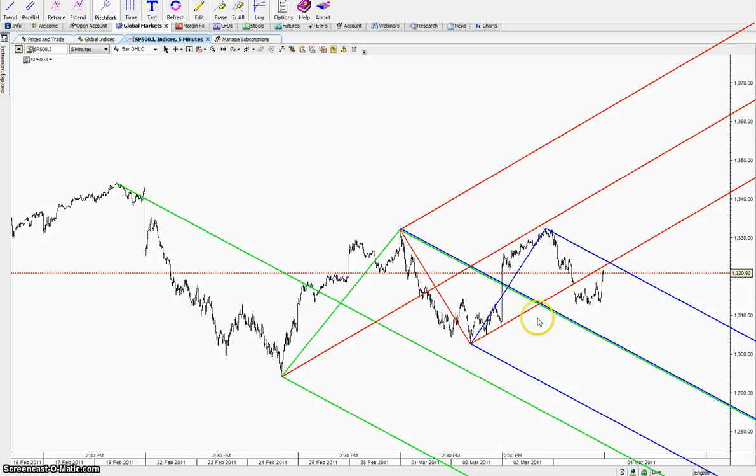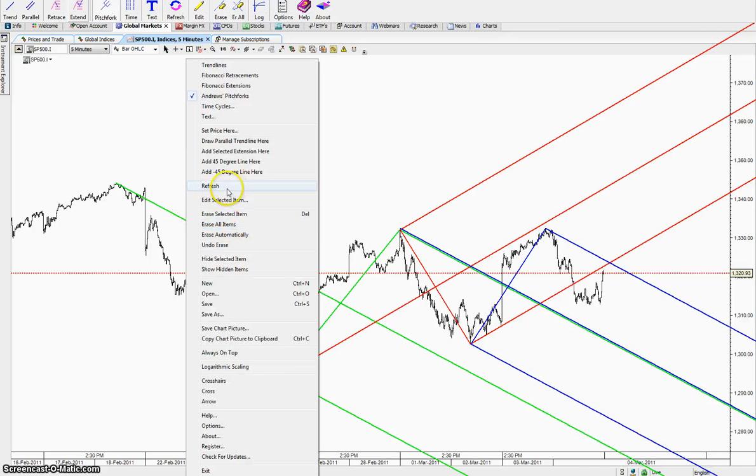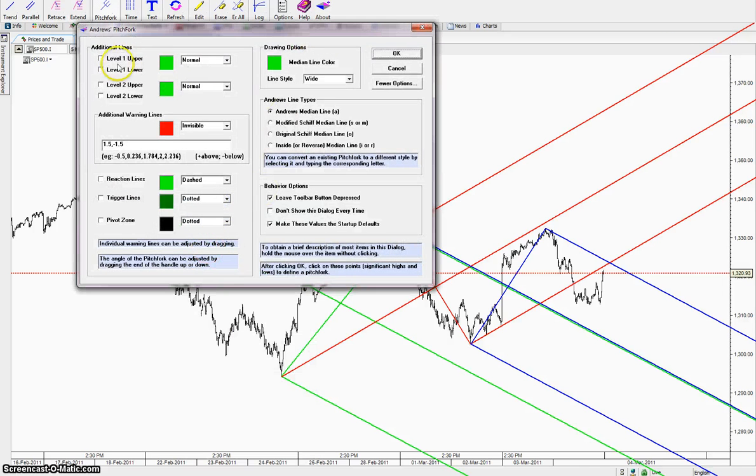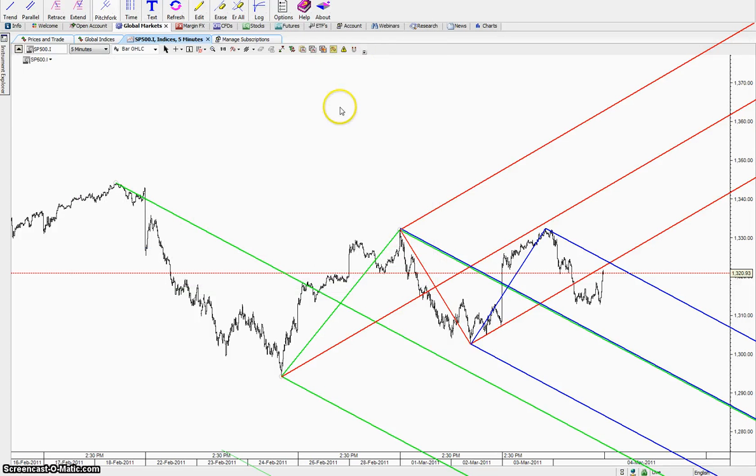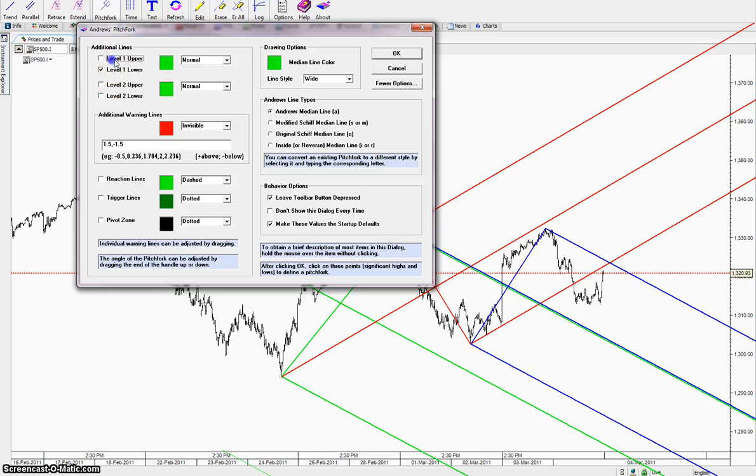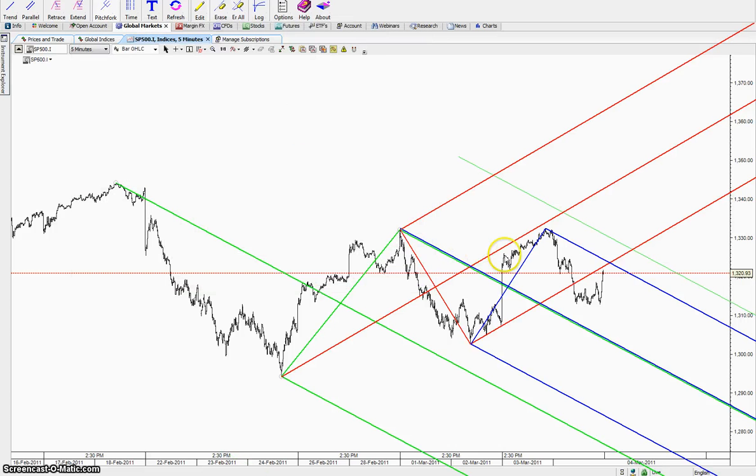Notice how this pitchfork here is also completely parallel to that one. So this is actually a, if I edit that one, it would be nice if there, that parallel there, if it breaks through here, it's going to have to get through this one here. I personally don't think that's going to get through.